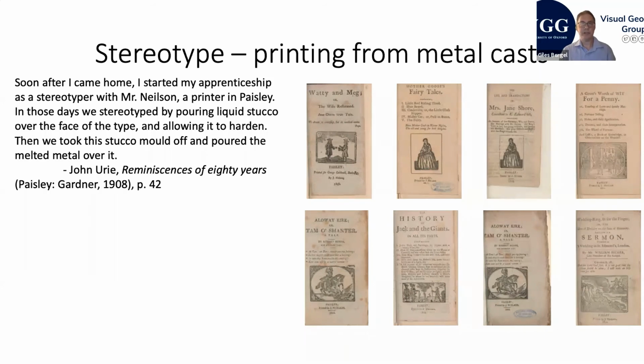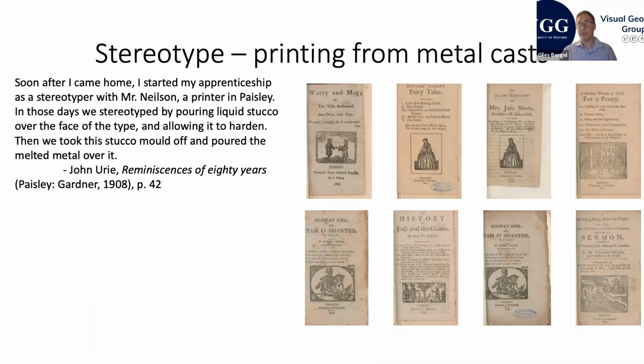And we have a nice anecdote about the process from John Urie, who worked for Nielsen, a Paisley printer of chapbooks. He reports, having started his apprenticeship as a stereotyper, having spent some time in London learning wood engraving: "In those days, we stereotyped by pouring liquid stucco, and plaster of Paris is sometimes used, over the face of the type and allowing it to harden. Then we took the stucco mold off and poured melted metal over it. And from that, you get a thin metal shell. And you can, if you like, stereotype that again, and it reverses the impression that you've got, leaving it the same as the one that you've molded."